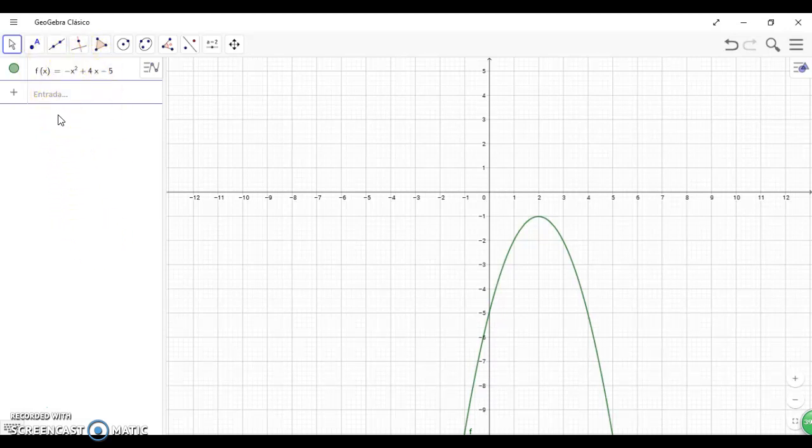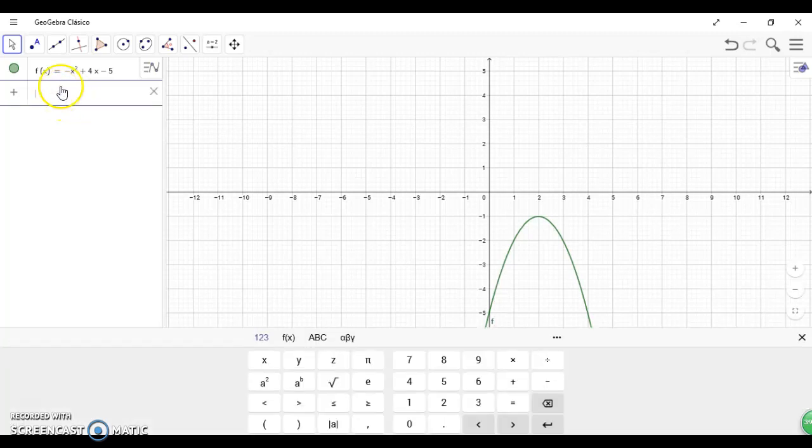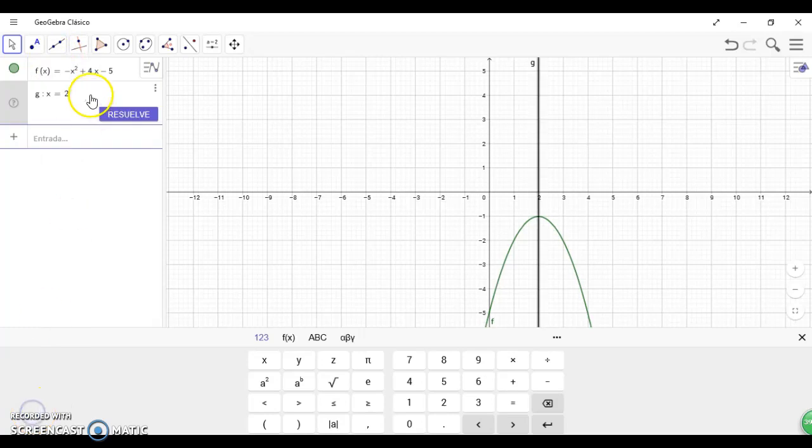So now we need to find the vertex. So remember to use the formula minus b over 2a. So the vertex in this equation is x equals 2.